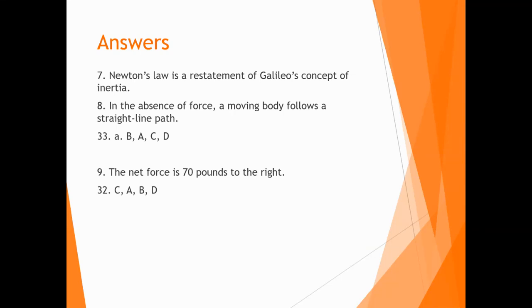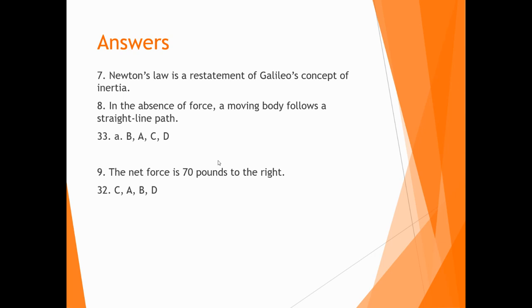So now to go over the answers from the questions in your book. So number 7, how does Newton's first law of motion relate to Galileo's concept of inertia? It's basically just a restatement of it. Number 8, what type of path does a moving object follow in the absence of a force? So it will continue to follow a straight line path.